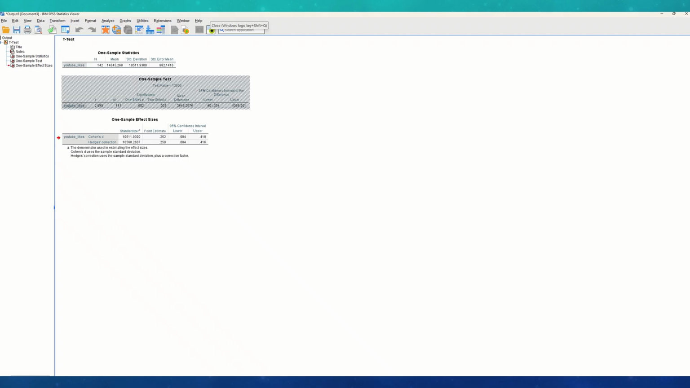Sorry. Double clicked on that, it opens something else. It'll give you your degrees of freedom, which is 144, one less than your n. And then it will give you both your one-sided and your two-sided p-values, as well as the mean difference. And if you selected the confidence interval, it will give you the confidence interval.